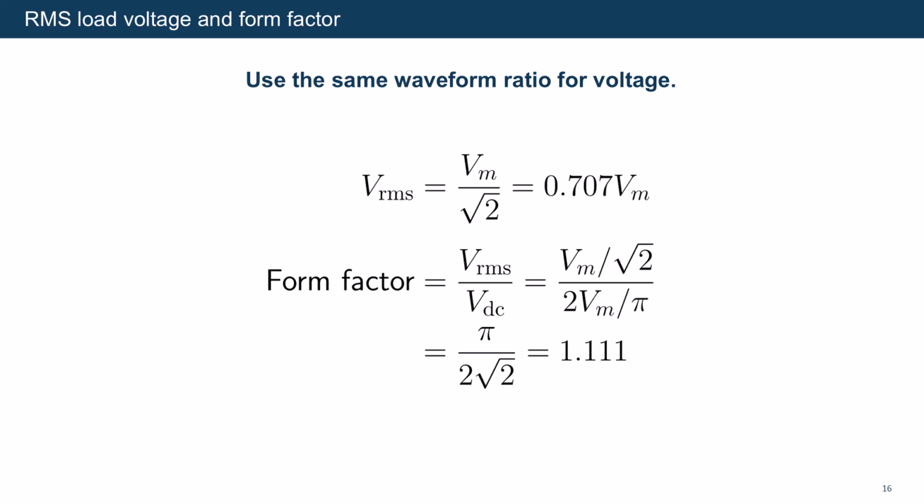The form factor is RMS divided by average. Substituting the two results gives pi divided by 2 square root 2, equal to 1.111. This ratio leads directly to the ripple factor result.